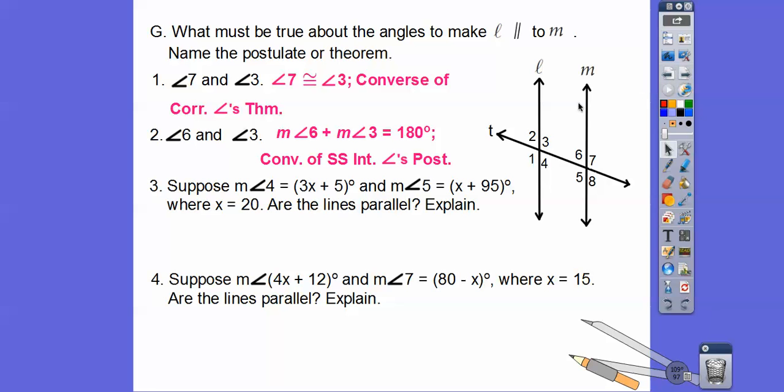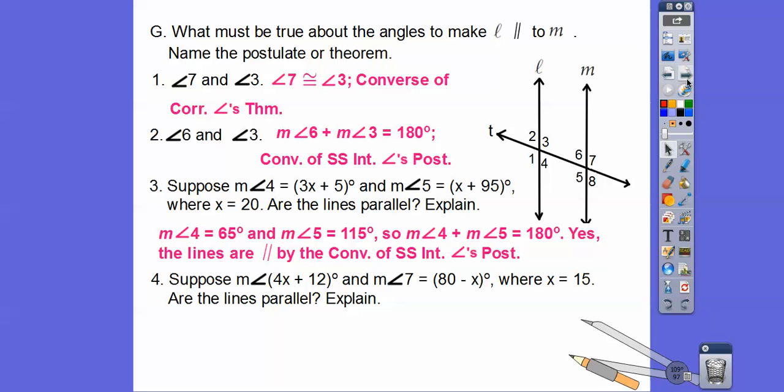All right, so this says, suppose angle 4 equals 3x plus 5. Here's 4. And angle 5 equals x plus 95, where x is 20. Are the lines parallel? Well, they're parallel if they add up to 180. So we're going to plug in x equals 20 here. 3 times 20 is 60, plus 5 is 65. We're going to plug in 20 here. 20 plus 95 is 115. Okay, so 65 and 115 do add up to 180. So yes, because the same-sided interior angles are supplementary.